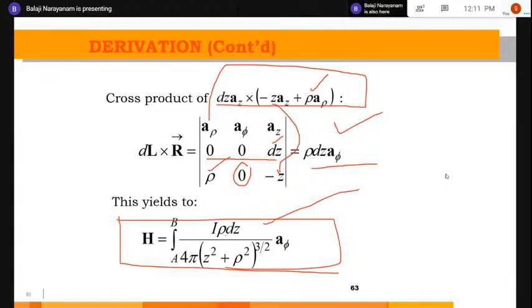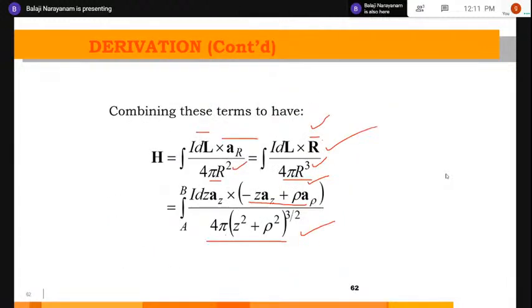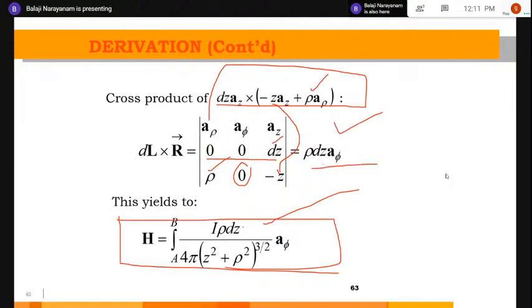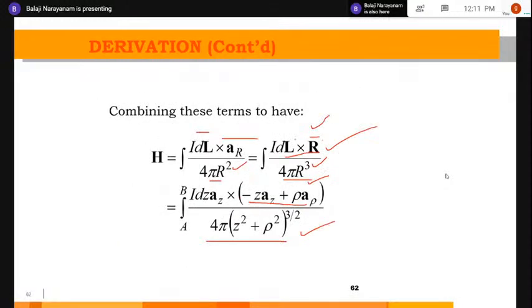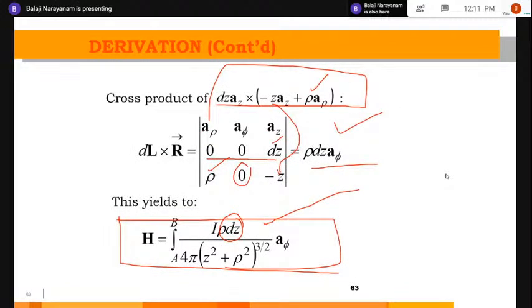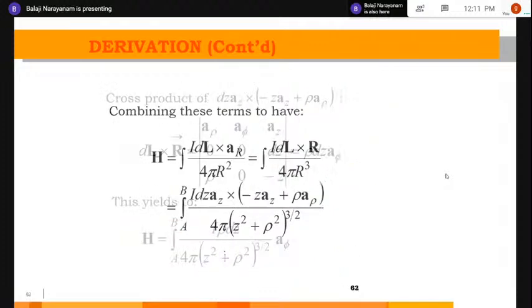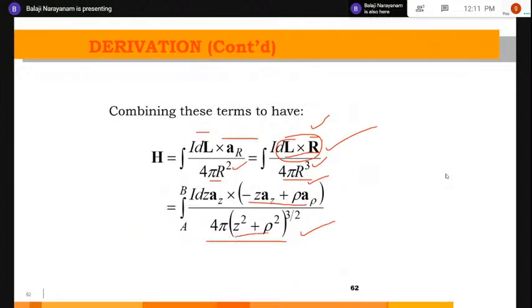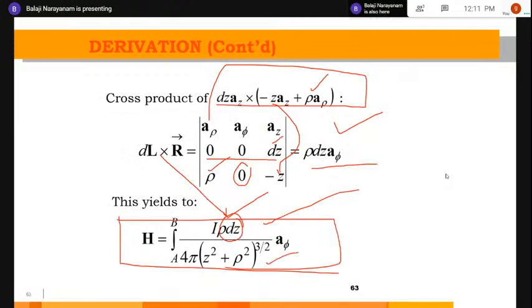dL cross producted with R bar is found as rho dz. In place of dL cross producted with R bar, we have written rho dz. This is what we have done. So simple. Divided by 4 pi rho square plus z square whole power 3 by 2. That is what is here, and the direction you observe is A phi bar.